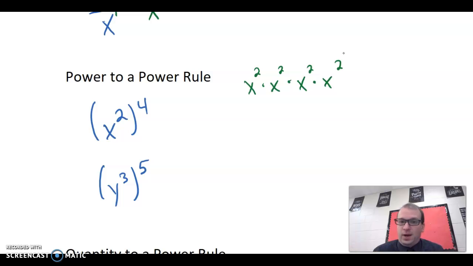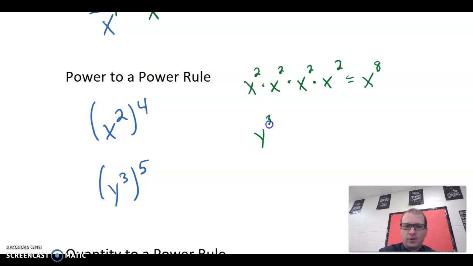So if we want to put it together, what we could do is understand that this is a multiplication problem and they have the same base. So my quick, easy way to do it is to add up my exponents. I can take the 2, the 2, the 2, and the 2, and that would give me x to the 8th. But there's got to be a quicker, easier way to do this. Let's find out. Y to the third to the fifth would be y to the third times y to the third times y to the third times y to the third times y to the third. I'm getting bored writing y to the thirds, but we have 3, 6, 9, 12, 15 of them. That would give me y to the 15th power.